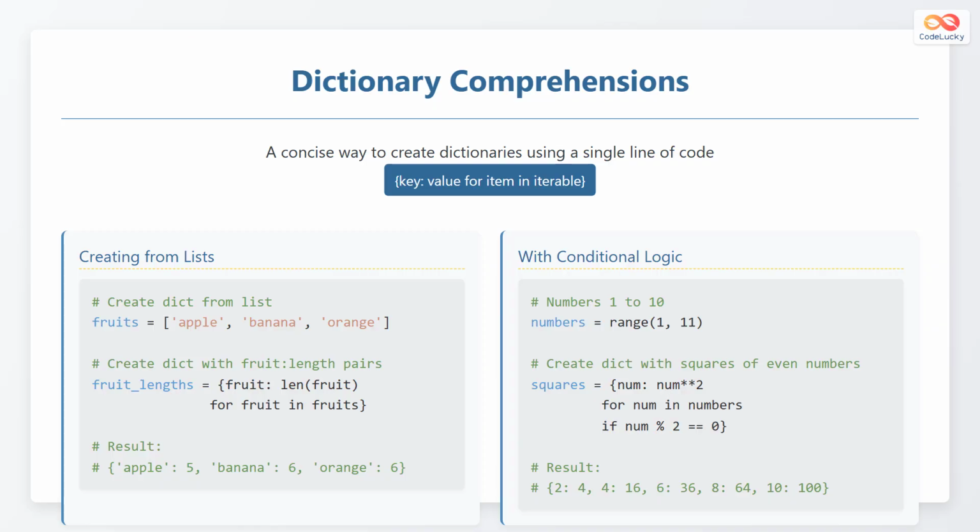On the left, we have the fruits list with the string values. We create a dictionary called fruit lengths, where the keys are the items of the fruits list, and the values are the length of the string. On the right-hand side, we have numbers from 1 to 10. Using dictionary comprehension, we create the squares dictionary, where we store only the numbers that are even and the values are the square of the number.